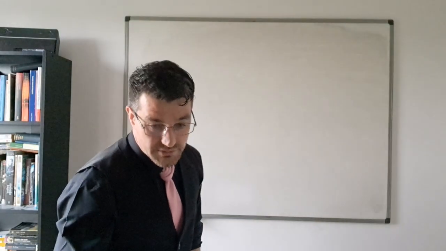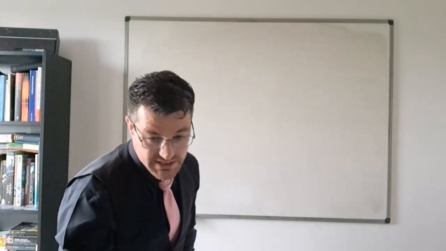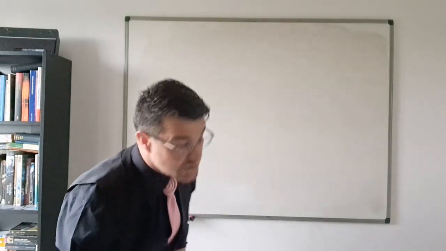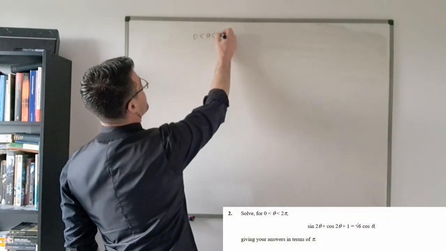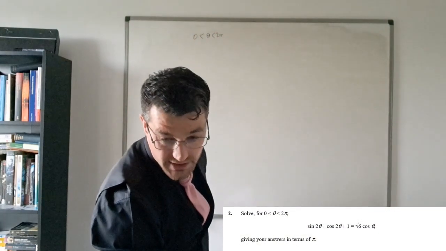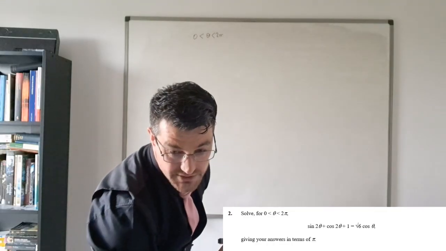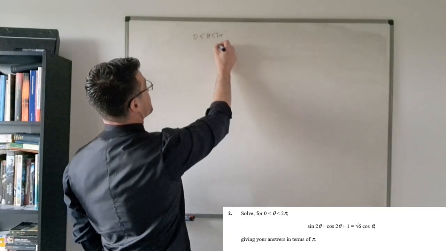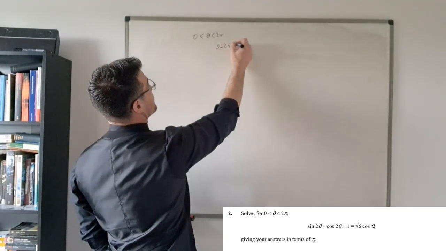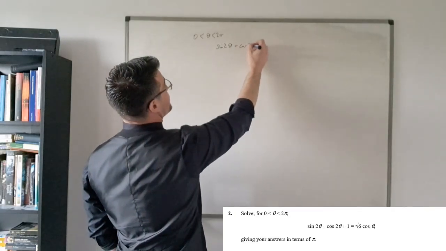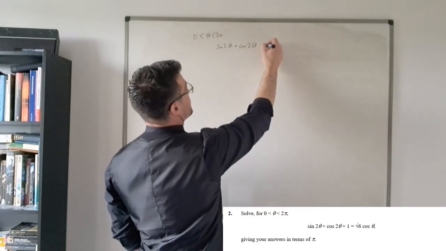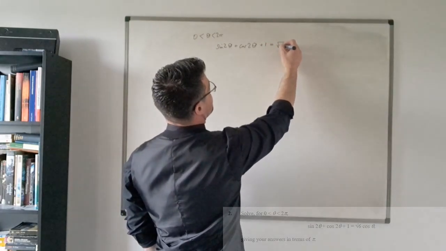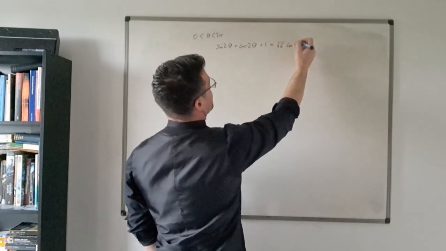For in the range 0 is less than theta is less than 2 pi, solve the equation. Let me get this right. So it's sine 2 theta plus cos 2 theta plus 1 equals square root of 6 times cos theta.